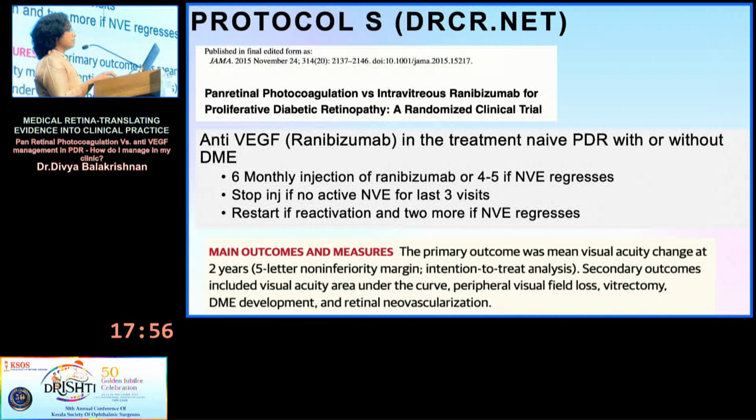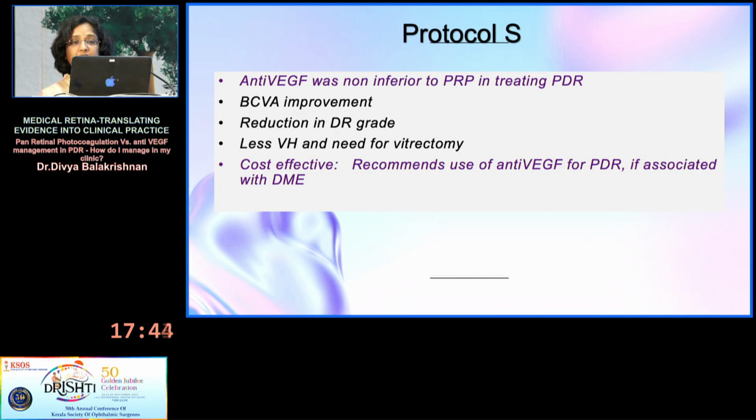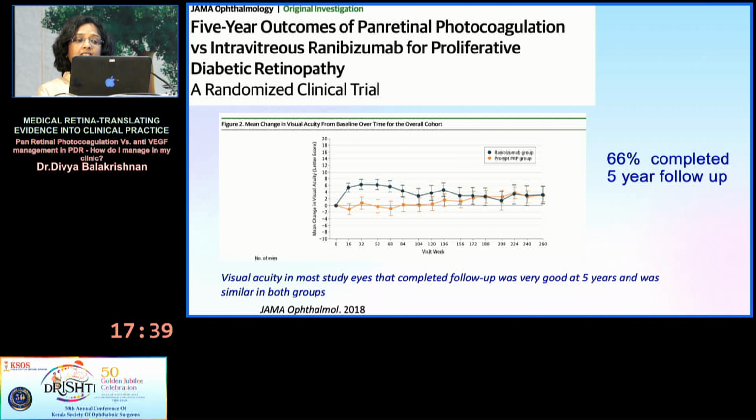So in this study, the patients were treated with monthly injections of ranibizumab versus PRP. So this was the first trial to show that anti-VEGF was non-inferior to PRP in treating PDR. Thus we have two options to treat PDR, anti-VEGF and PRP. The main concern of anti-VEGF is the risk of traction progression, and the advantage being that the visual field will be preserved.